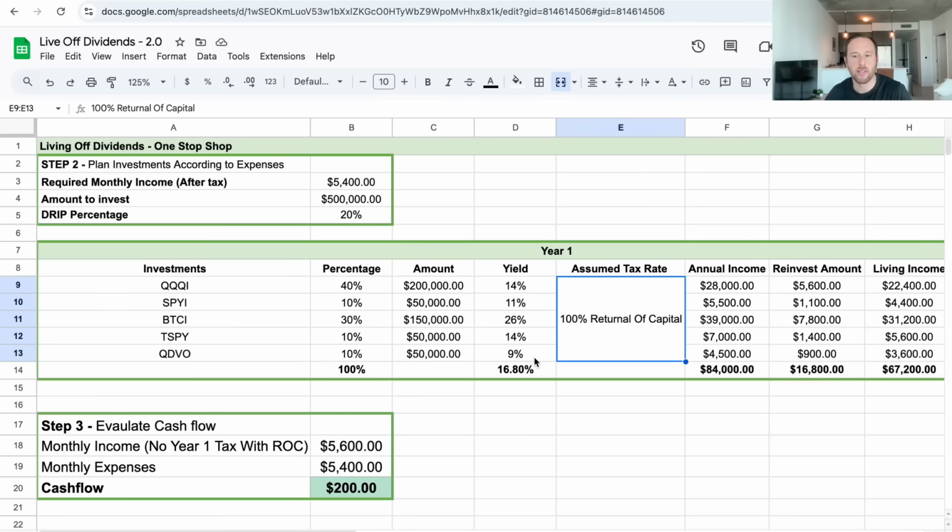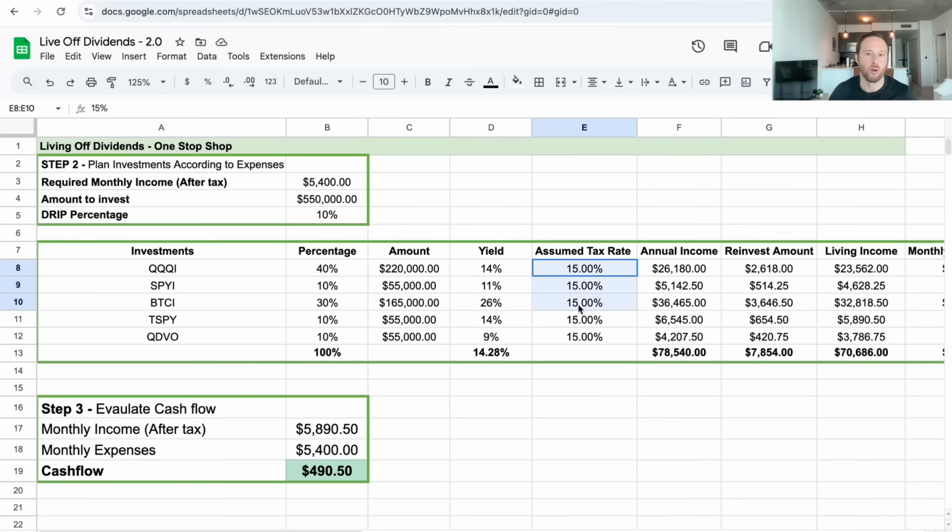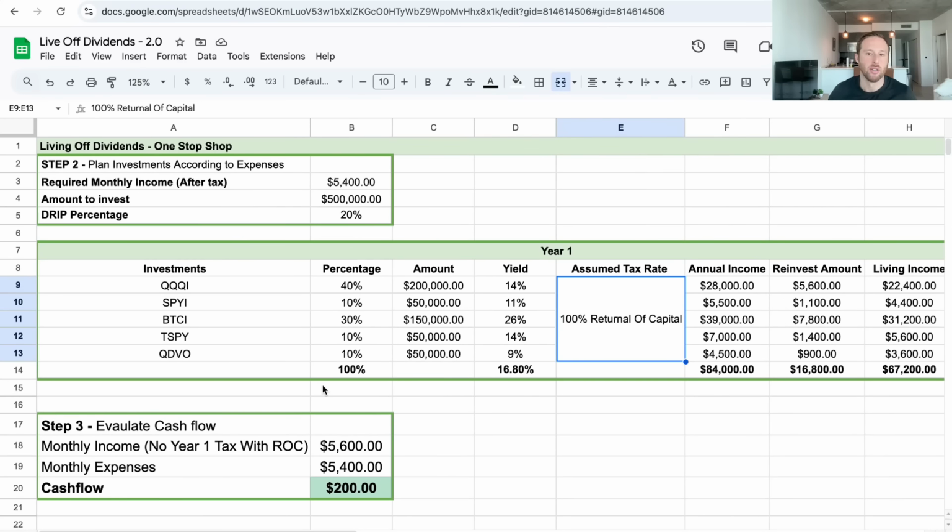Now, you might have other investments that aren't 100% return of capital. And so for those, I built a separate sheet to account for an assumed ordinary tax rate or other tax rate based on the assets that you invested in. But for now, we want to just honor the fact that the investments that we're working on have 100% return of capital. So let's focus on that example. And maybe another example I'll do where we're focused on other ETFs that have different return of capital structures. Anyways, all right. So what we want to do now is plan our investments according to our expenses.